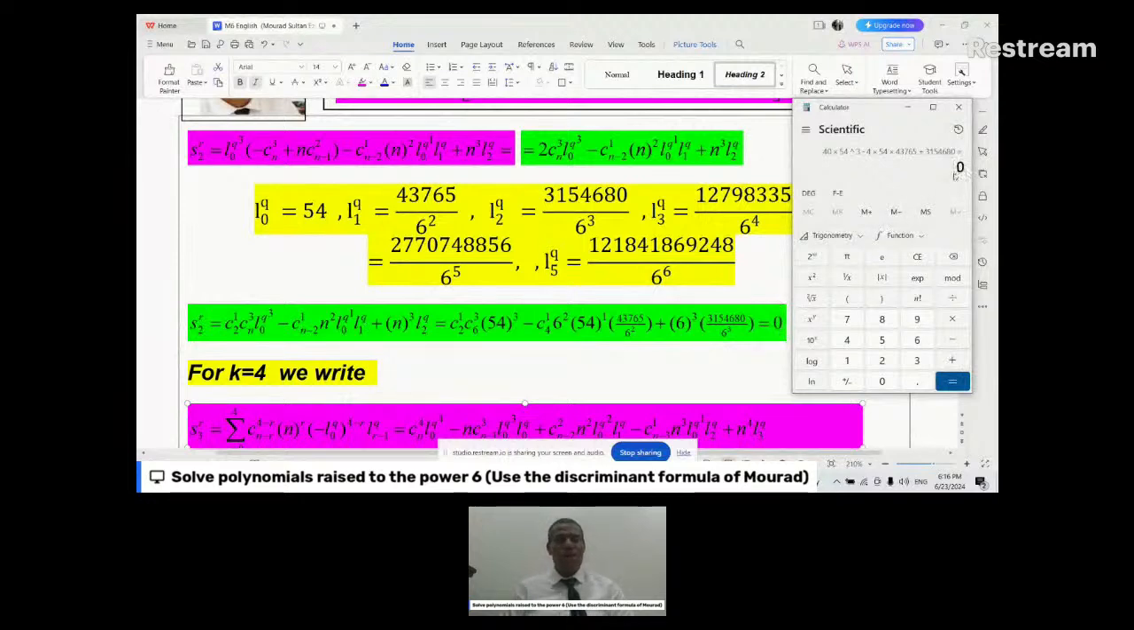Using a calculator at the same time that your mathematics teacher is working and explaining how you can use his discriminant formula to solve for x any polynomial to the power 6. That's good, it means that you are very smart, my learners.